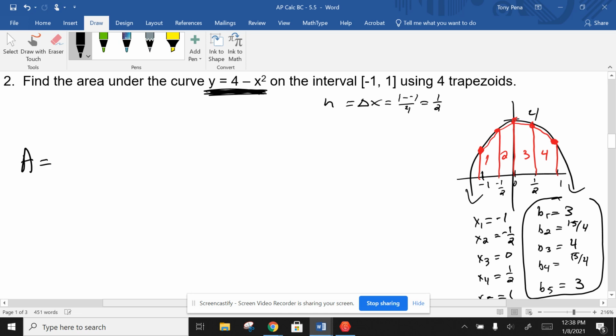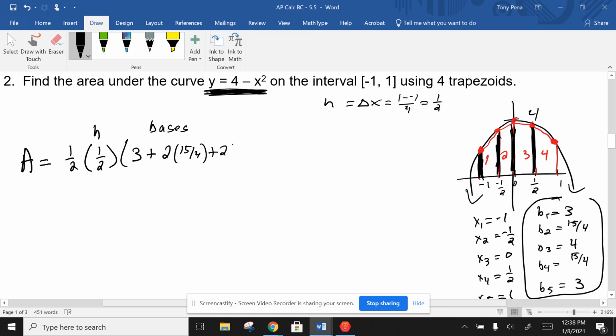Once we know that, we can come over here, set up our rule. We have the 1/2 from the formula. And then the height would have been the 1/2 that we found at the beginning. And then now we multiply by all of our bases. The first base here would have been used once. So the 3 goes in the 1 time. But the second base, the third base, and the fourth base, these all would have been shared by a trapezoid to the left and to the right. So you're going to double all the ones in the middle. So double the 15/4, double the 4, and then again double the 15/4.